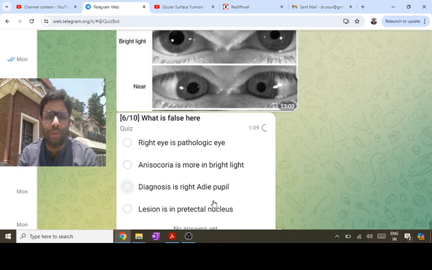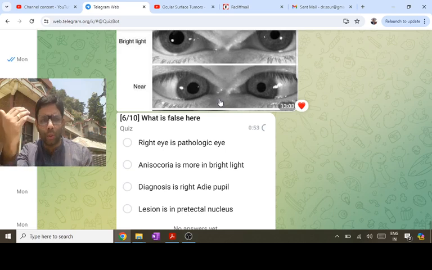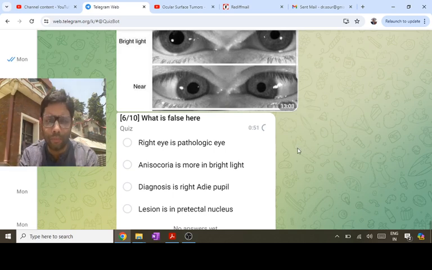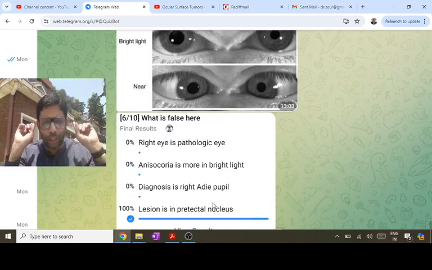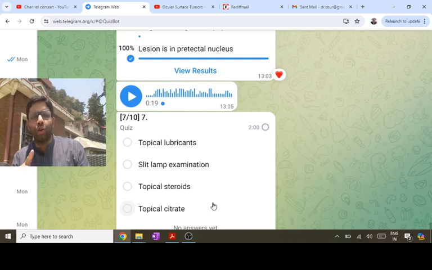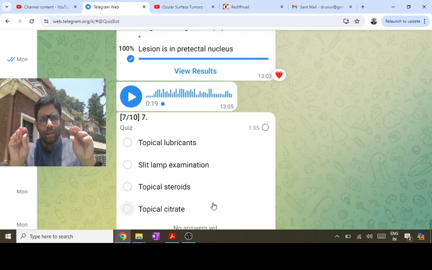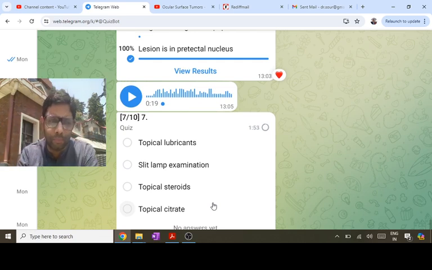How do you differentiate this from third nerve palsy? Third nerve palsy also has anisocoria more in bright light, but in third nerve palsy the near reflex is also lost. Here the near reflex is present because accommodation fibers are spared. And in third nerve palsy there will be a down and out eye, squint, and ptosis, which is not seen in Adie's pupil. Both pretectal nuclei involved will give Argyll Robertson pupil. That is another example of light near dissociation. Both pupils are smaller, but there is no anisocoria.